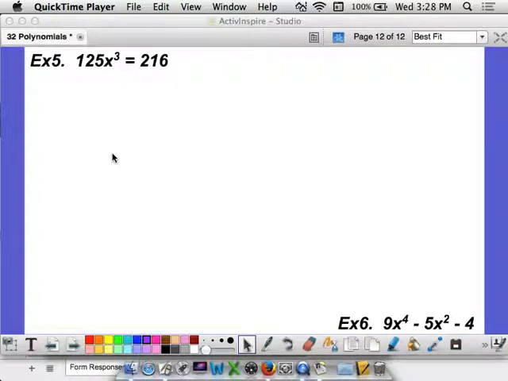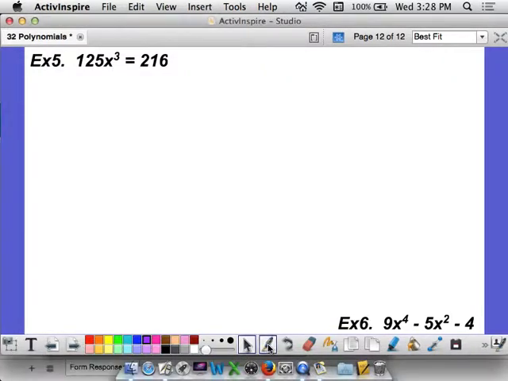Okay, on this last video, there are two good problems, a cube and a trinomial with perfect squares. On this first one, when we're factoring polynomials, the first thing we need to do is set this equal to 0. So I'm going to bring the 216 over, and I have 125x cubed minus 216 is equal to 0. Always the first thing you look for is the greatest common factor. In this case, I do not have a greatest common factor, but I do have a difference of cubes.